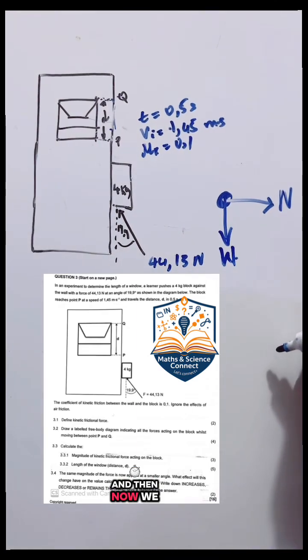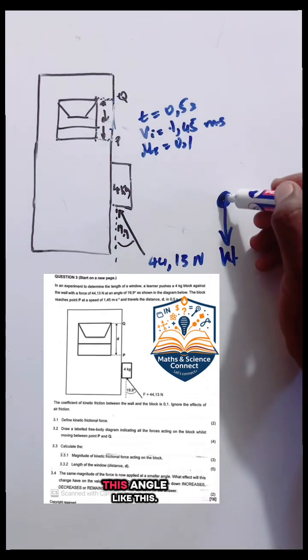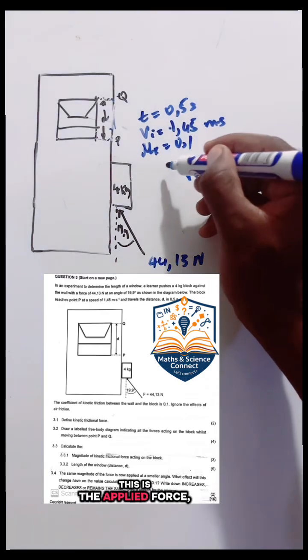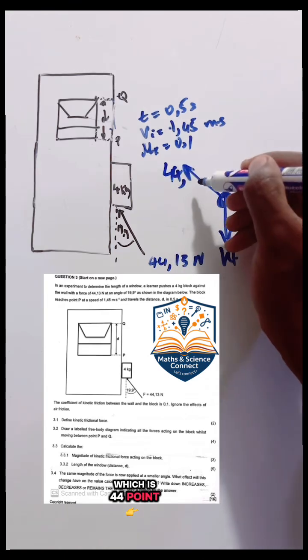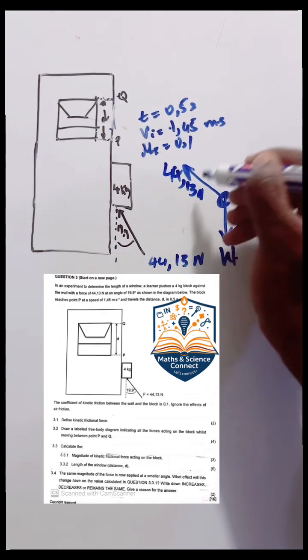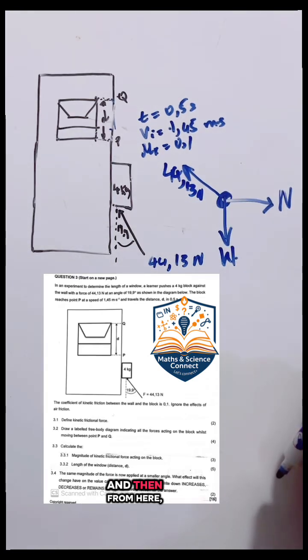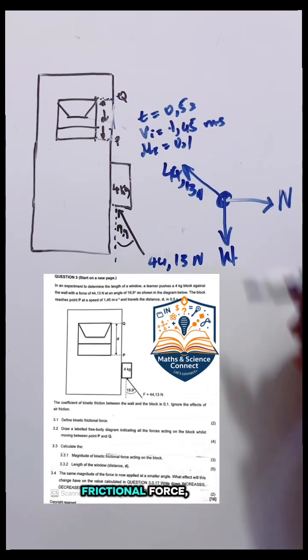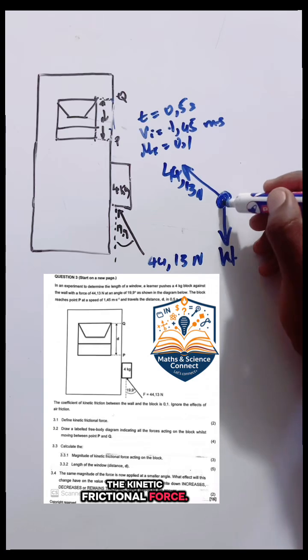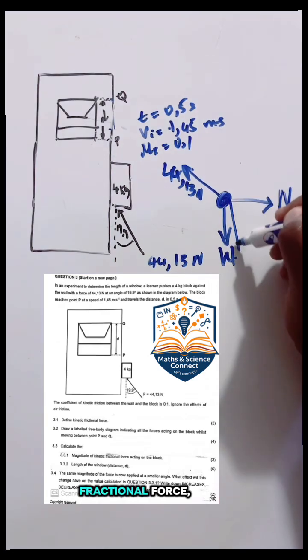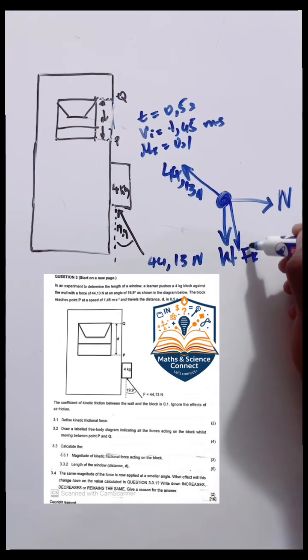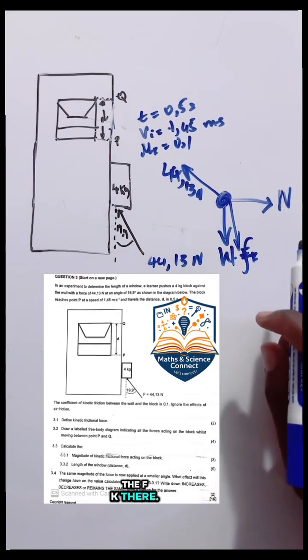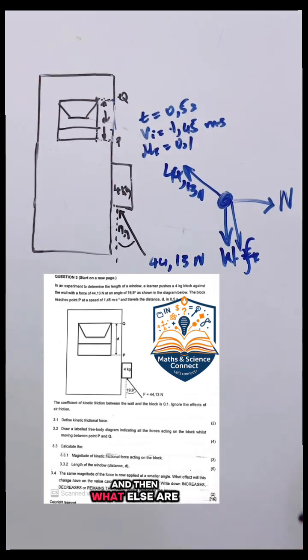Then we have the applied force, applied at this angle. This is the applied force, which is 44.13 newtons. From here, what else do we have? We have the kinetic frictional force, Fk, there. So these are the forces that are acting on the block.